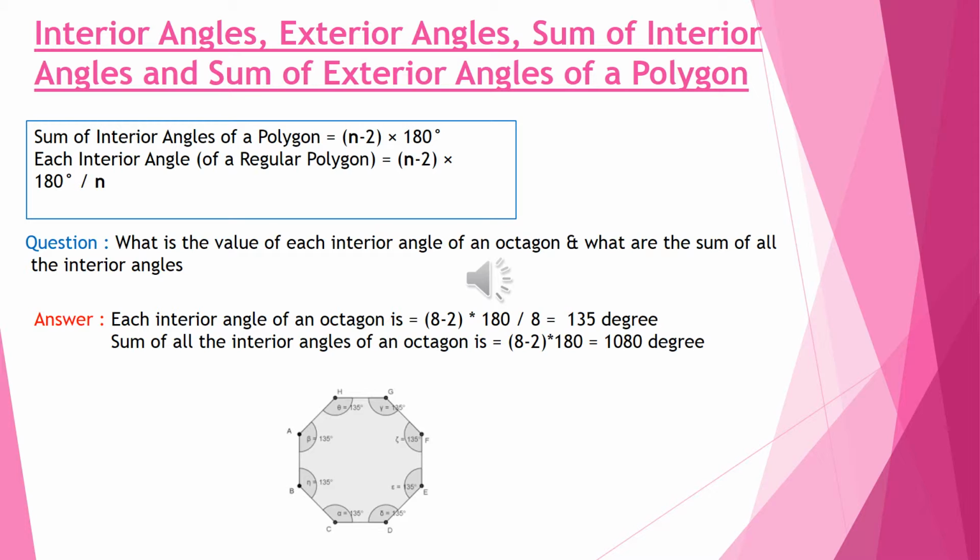Now I would like to ask you a question. What is the value of each interior angle of an octagon, and what is the sum of all the interior angles? The answer is, each interior angle of an octagon is (8 minus 2) times 180 divided by 8, which would equal 135 degrees. And the sum of all the interior angles of an octagon is (8 minus 2) times 180 degrees, and that would equal 1080 degrees.